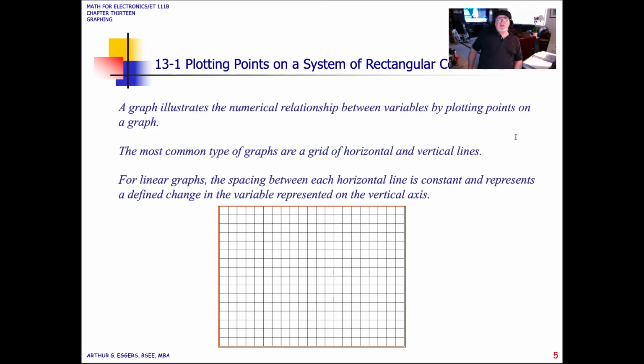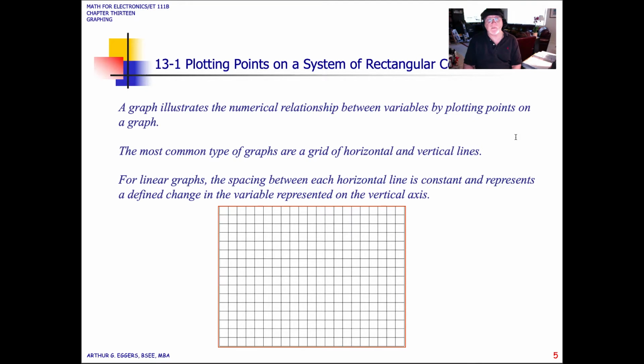A graph illustrates the numerical relationship between variables by plotting points on a graph. And this is your traditional graph that you would see that had an x and y axis, squares on it that are all of equal sides. The most common type of graph then is the grid of horizontal and vertical lines. On this one, there are no specific graduations. We will see later that we will mark the graduations accordingly.